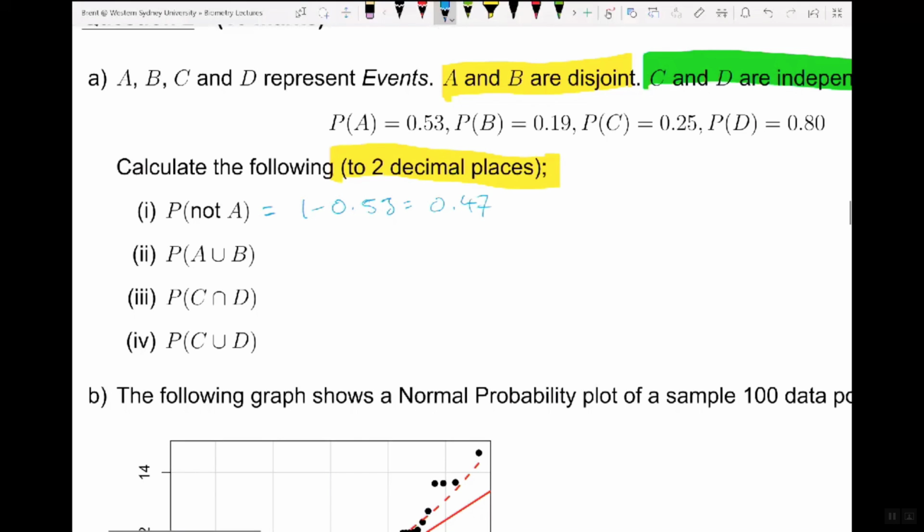So this symbol here, I'll just rewrite it for you. It means A or B. What's the probability of either of these events occurring? It could be only A or only B or both of them. That's what it accounts for when you say A or B. So to calculate that probability, the formula is that I take the probability of A and add it to the probability of B and subtract the probability of both events occurring.